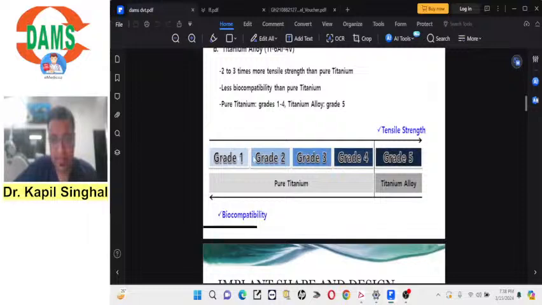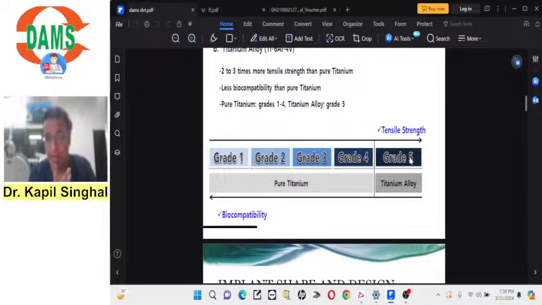So please remember, जैसे जैसे titanium की grade बढ़ती है, उसकी strength increase हो जाती है, but the biocompatibility reduces. It means grade 5 has the maximum strength, but it has the minimum biocompatibility. It means grade 1 has the maximum biocompatibility, but it has the minimum strength. So it means we need a grade of titanium that has good strength also and good biocompatibility also. So most of the good implants are made up of grade 4 titanium because it has good strength also and good biocompatibility.